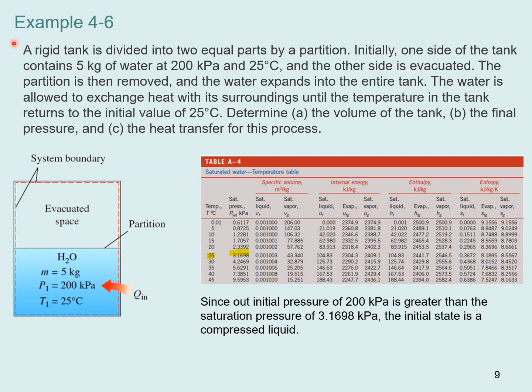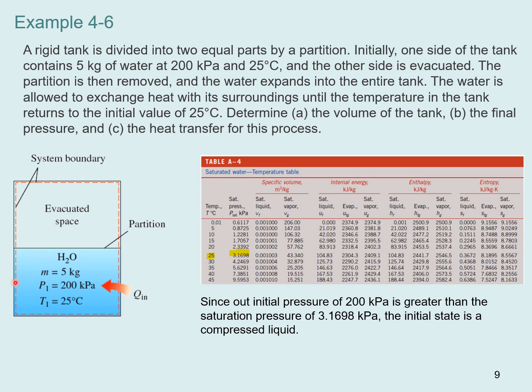Let's take a look at example 4.6. A rigid tank is divided into 2 equal parts by a partition. Initially, one side of the tank contains 5 kilograms of water at 200 kilopascals and 25 degrees C, and the other side is evacuated. The partition is removed and the water expands into the entire tank. The water is allowed to exchange heat with its surroundings until the temperature in the tank returns to its initial value of 25 degrees C. Determine the volume of the tank, the final pressure, and the heat transfer for this process.